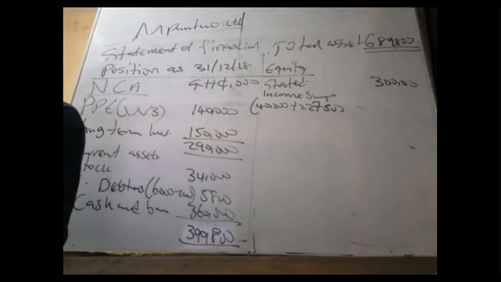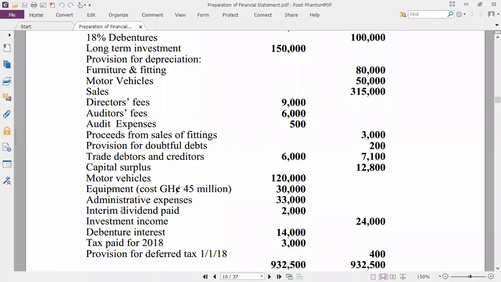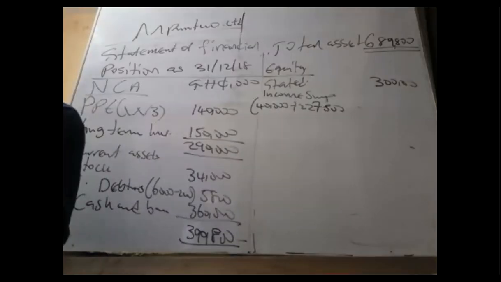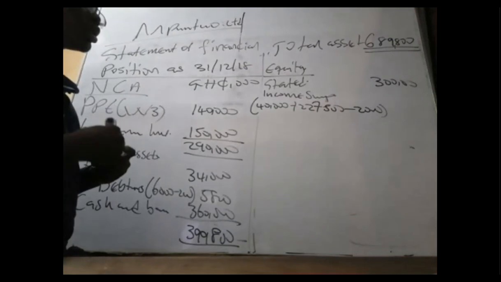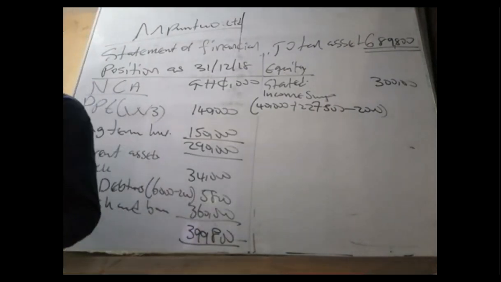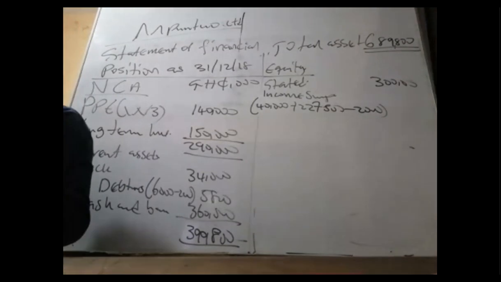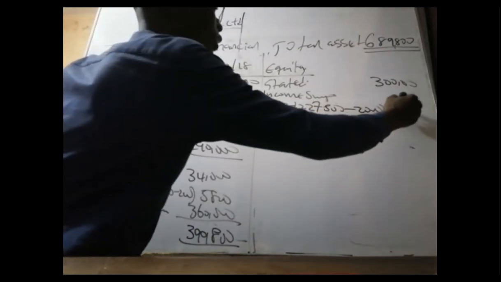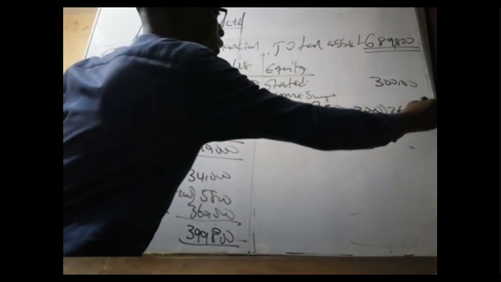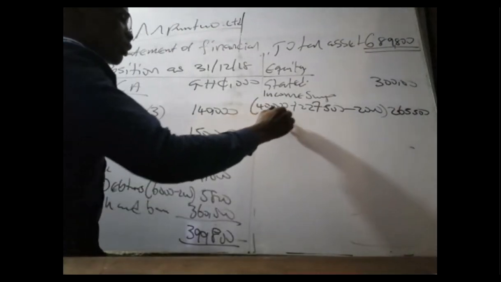Then we move. Okay, so the dividend paid is what? 2,000. Dividend here is 2,000. So less 2,000, right? Okay, let's see. So what will be the final answer? That will be 265,500. 265,500.